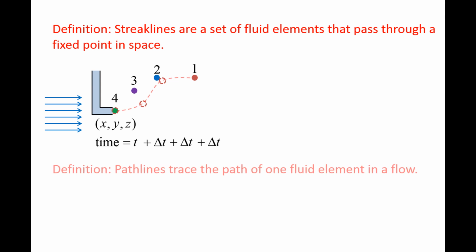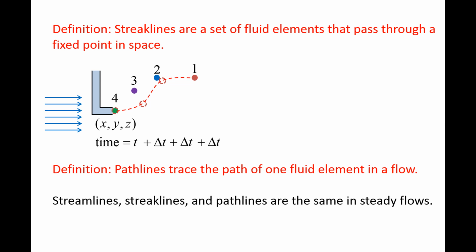If we connect all the points that the red dye marker has passed through, we would have created a path line, which is the path traced out by a single fluid element. For steady flows, streamlines, streak lines, and path lines are identical. However, for unsteady flows, they usually will differ.